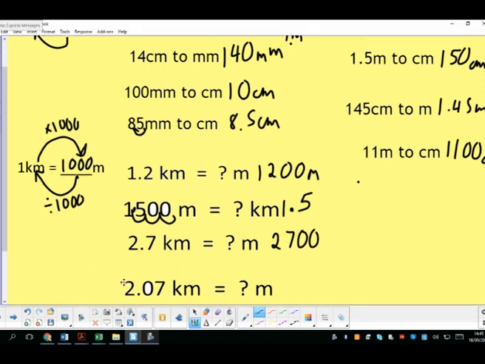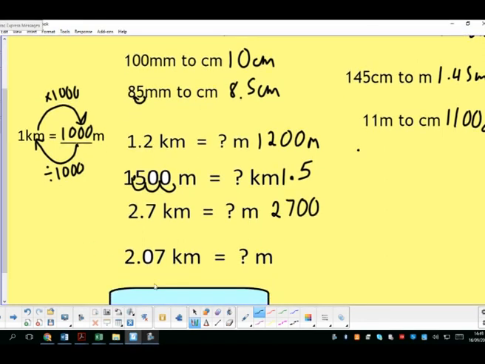And 2.07 kilometers into meters, we're going kilometers to meters, so we're multiplying by 1,000. So we're going to move this 3 to the right, 1, 2, 3. Your point goes there, and you fill a 0 in there. So we've got 2,070 meters. Let's put that in there. Make sure you put your units.